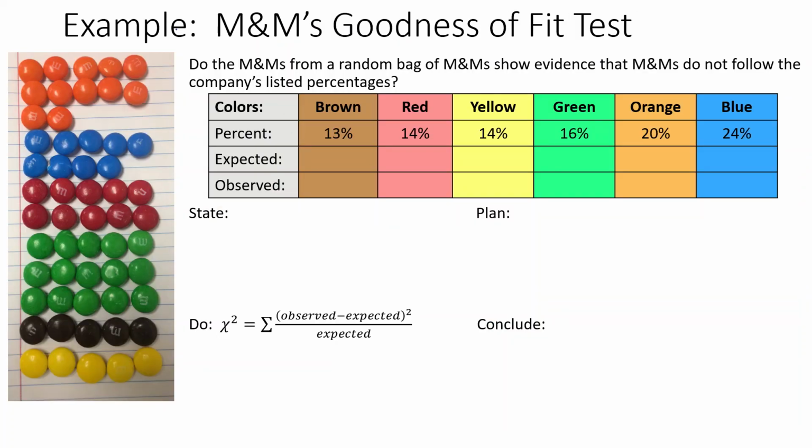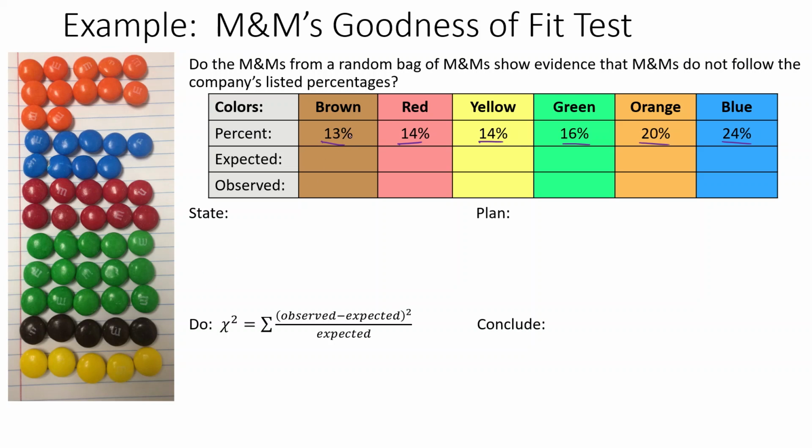Here's our example. So here's a bag of M&Ms. I took a picture of it, I spread it out, so we could easily count it. And here's the breakdown of what M&Ms are supposed to be color-wise. Our question is: does a random bag of M&Ms show evidence that M&Ms do not follow the company's listed percentages? So what we need to do is count.